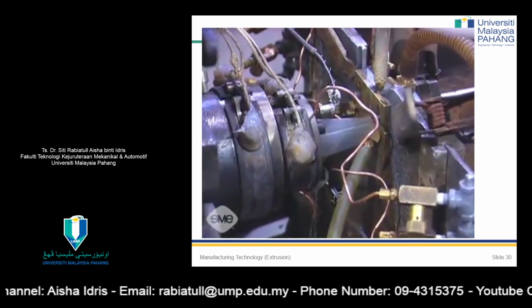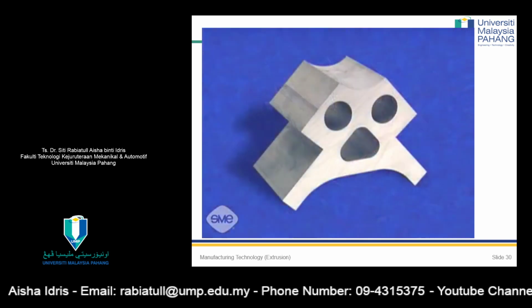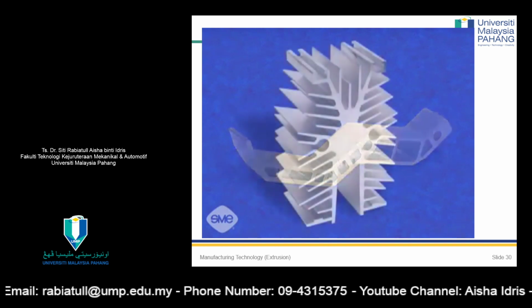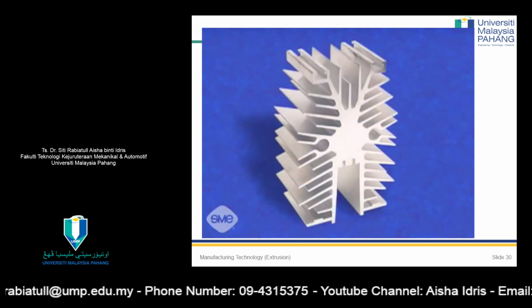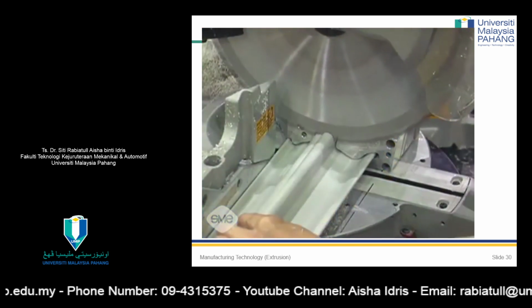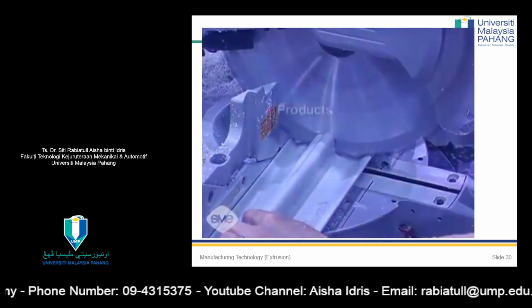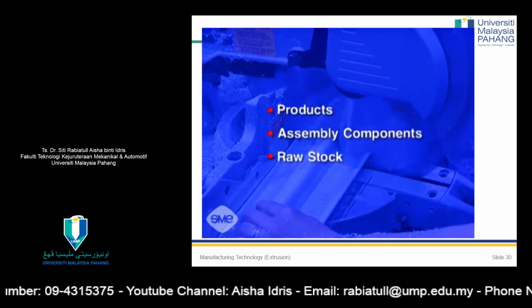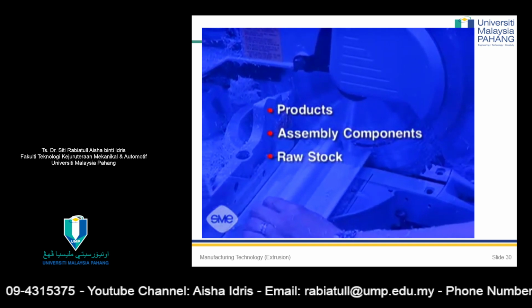Almost any thin or thick, hollow or solid cross-sectional shape may be produced by extrusion. These extrusions are then typically cut to length for use as products, assembly components, or as raw stock for further processing into discrete parts.